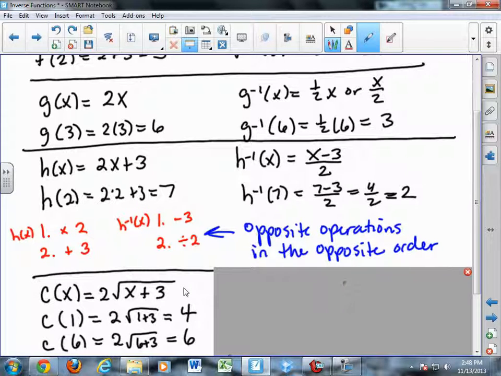So think about this for a minute. Once again, see if you can figure out how you would write the opposite operations in the opposite order to get back to the inverse function.